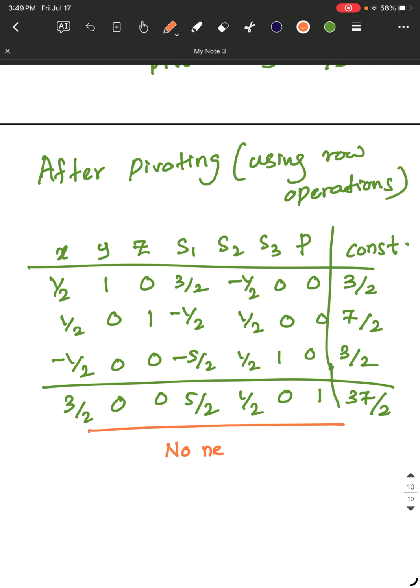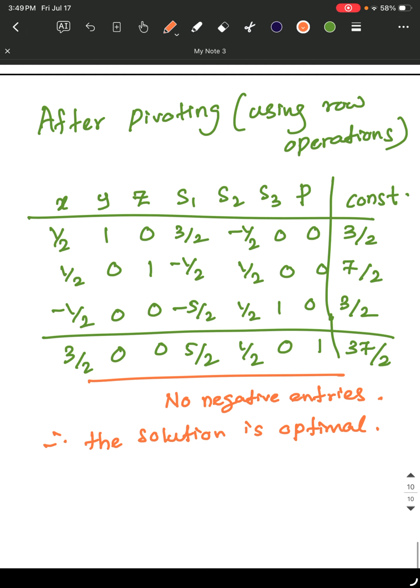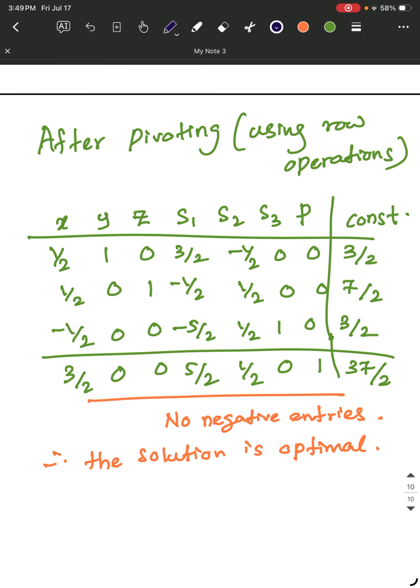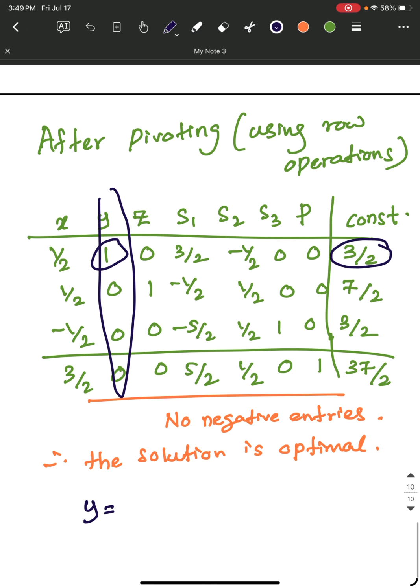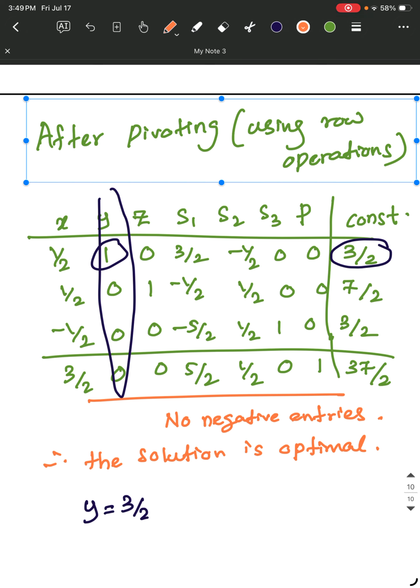No negative entries, therefore the solution is optimal. So let's see the solution. The unit column y and corresponding constant value, therefore y equals 3 over 2. The unit column z, corresponding value, then z equals 7 over 2.